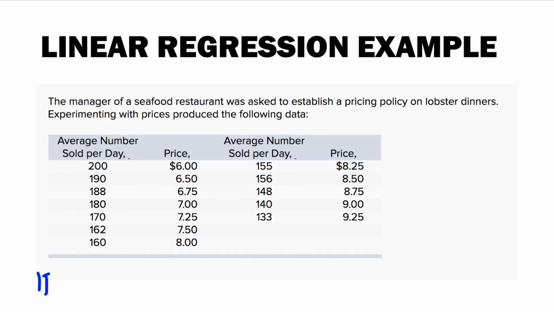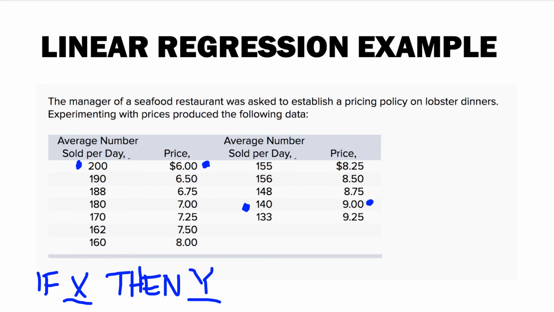Okay, now we're ready to take a look at a linear regression example. A little trick to help you identify questions that are related to linear regression modeling is if X, then Y. In this case, we are saying if the price of a lobster is $6, then we can expect to sell 200. As another example, we're saying that if the price of a lobster dinner is $9, we will only expect to sell 140. Therefore, the independent variable X is the price, and the dependent variable Y is the average sold.